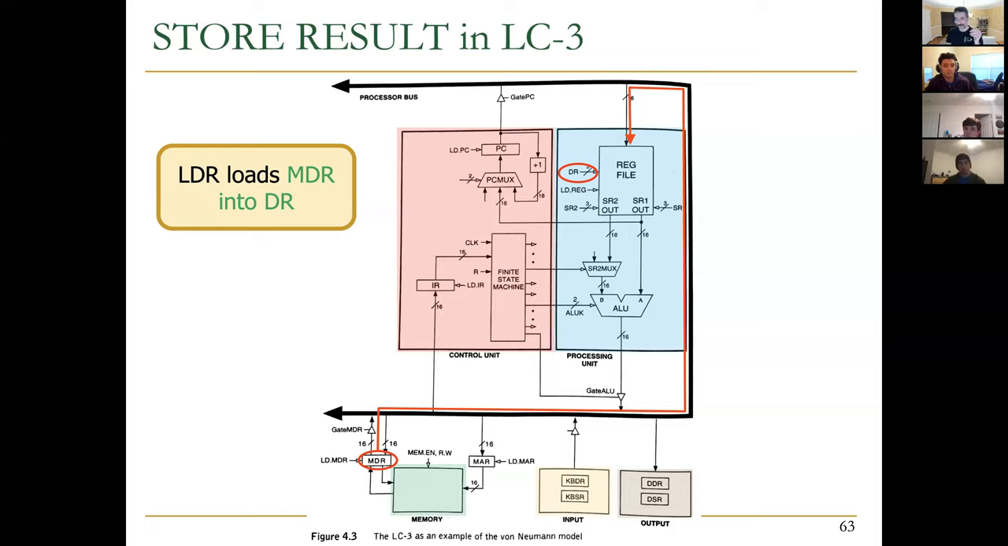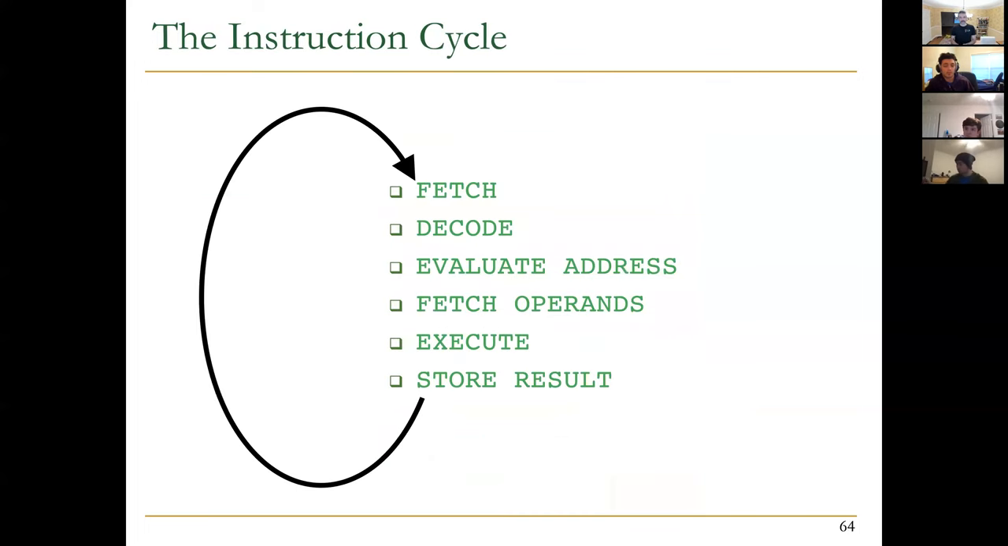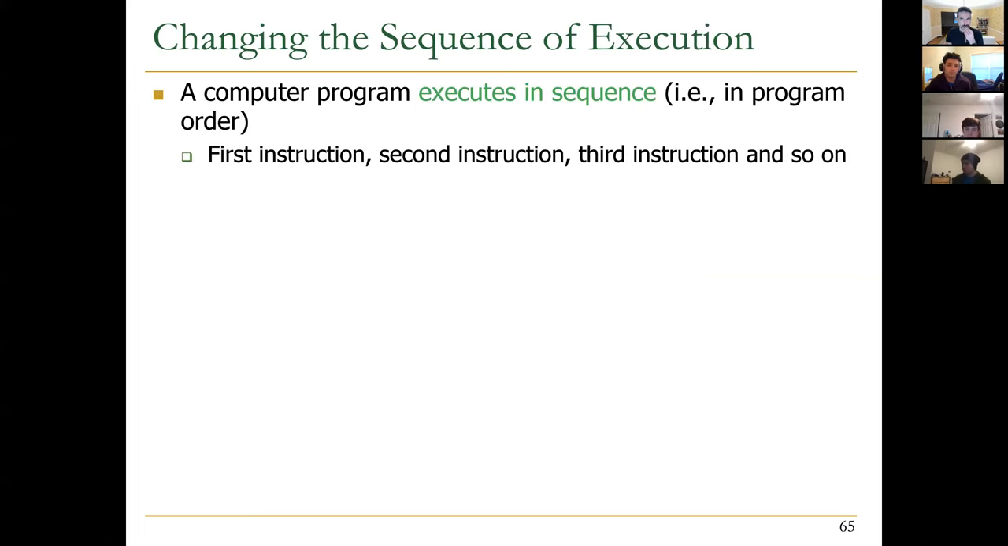And that was the last phase. And once you're done with the store result, you go to the next cycle. From fetch all the way to decoding, evaluate address, fetching operand, execute, and store result. And this would go on and on as a loop. So far, so good.